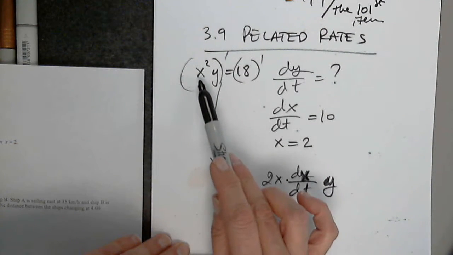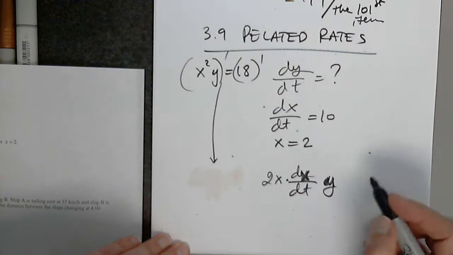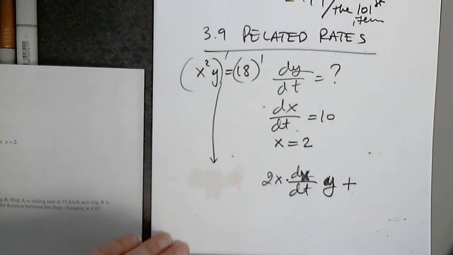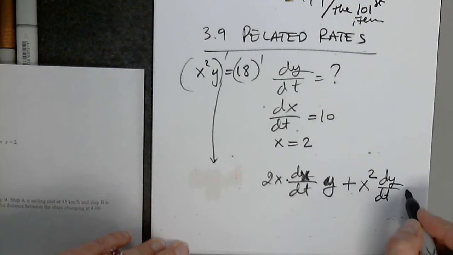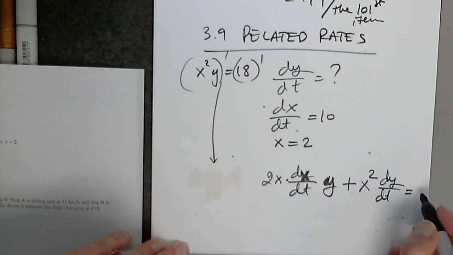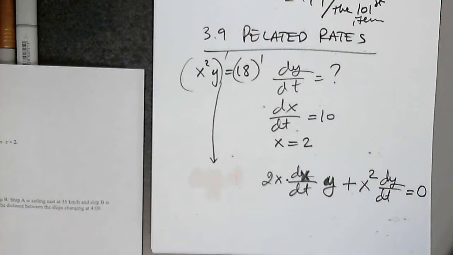So I differentiate x squared. I get 2x dx over dt times the second function, plus x squared times the derivative of y. There is a y, so dy over dt, equals the derivative of 18. I cannot just differentiate one side. A constant prime is how much? Yes, 0.